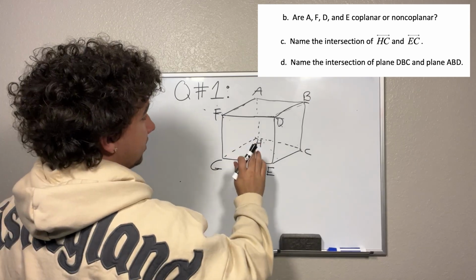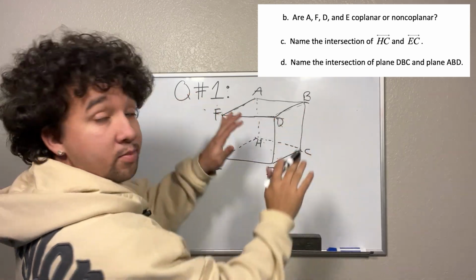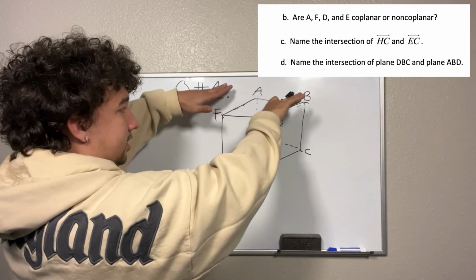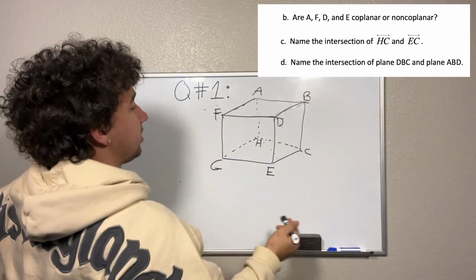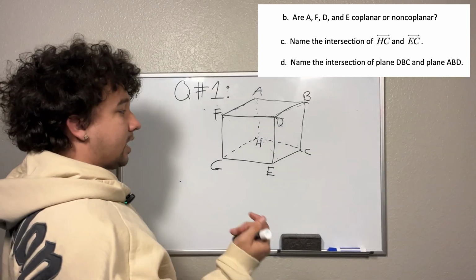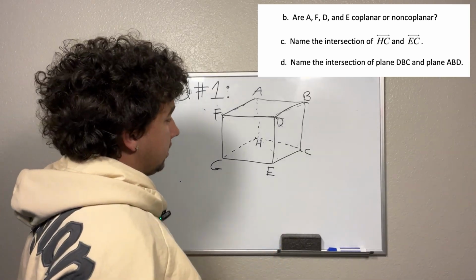And can I draw a thin sheet of paper that covers all of them perfectly without it bending or crinkling? No. Because I got this thing on top and then it's got to bend down to get to E, which means that those are in fact not all coplanar. Okay, next one is asking me to name the intersection of HC and CE.